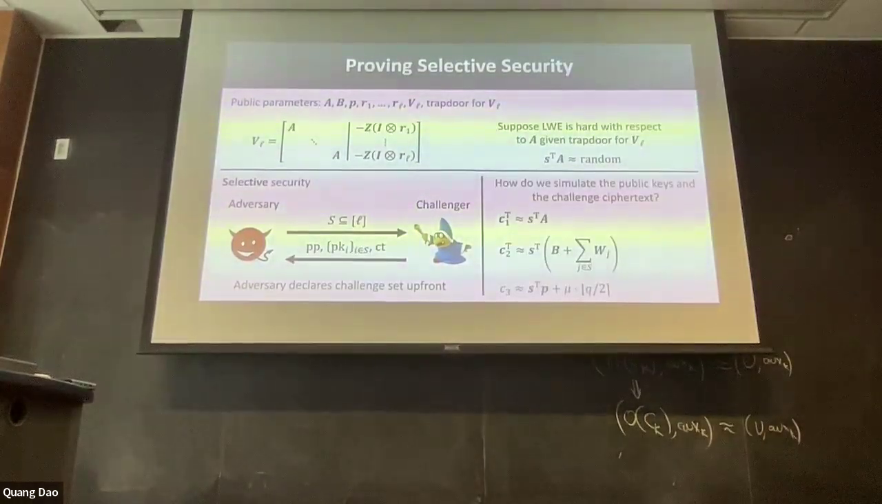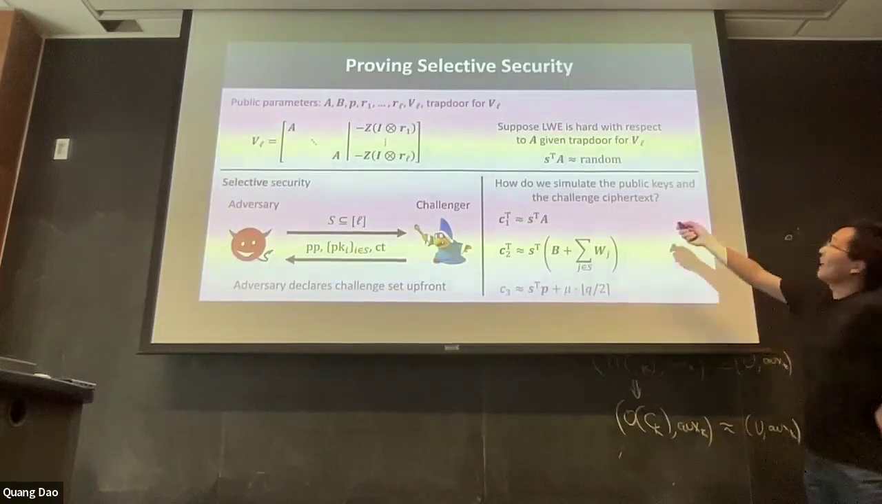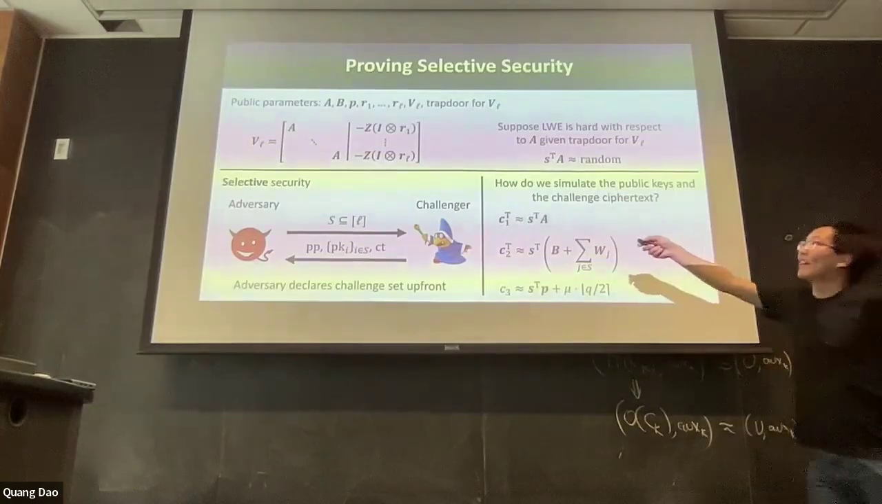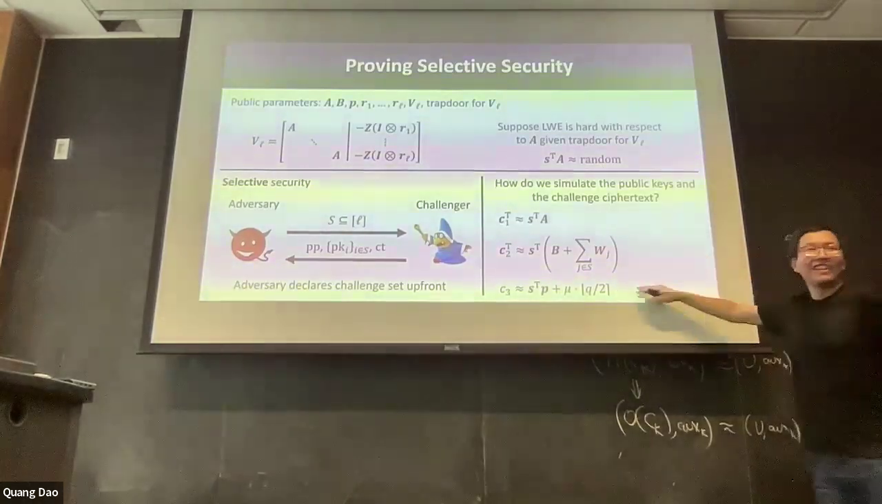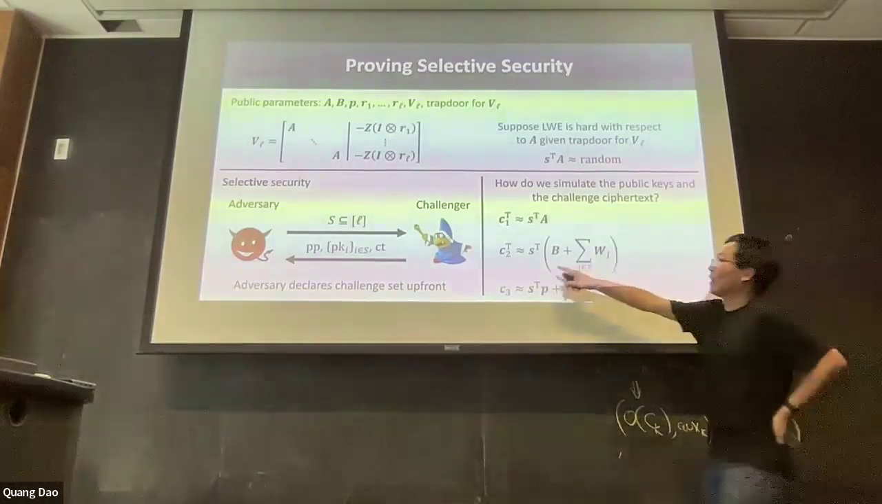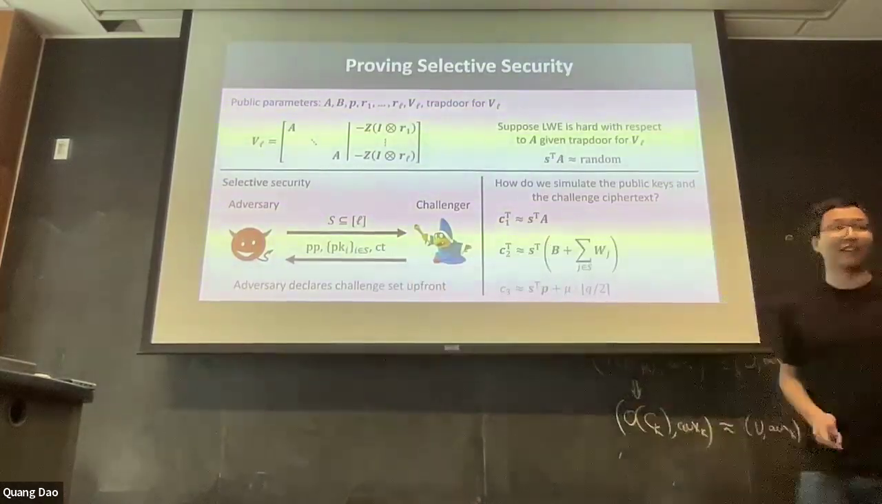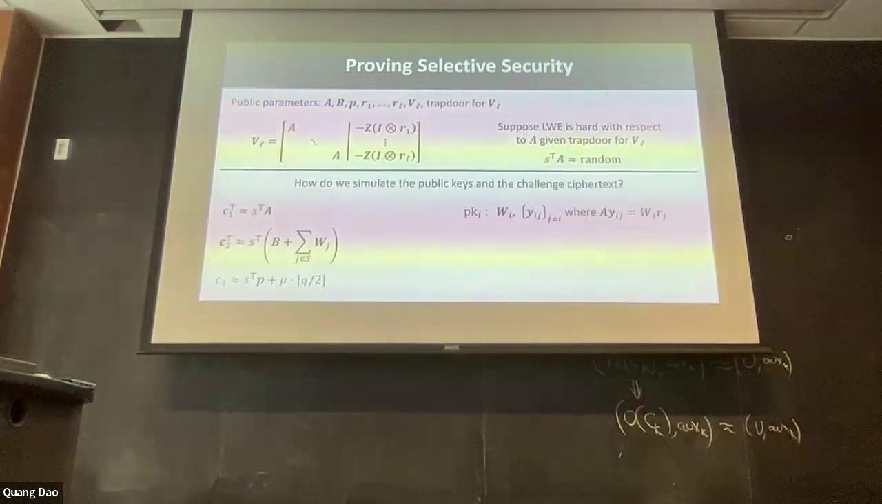So what is the goal in a security reduction? Our task is, given the LWE challenge, either S·A or random, together with this trapdoor, simulate the challenge ciphertext and simulate all of the public keys that the challenger uses together. So let's take a look at how we do that.